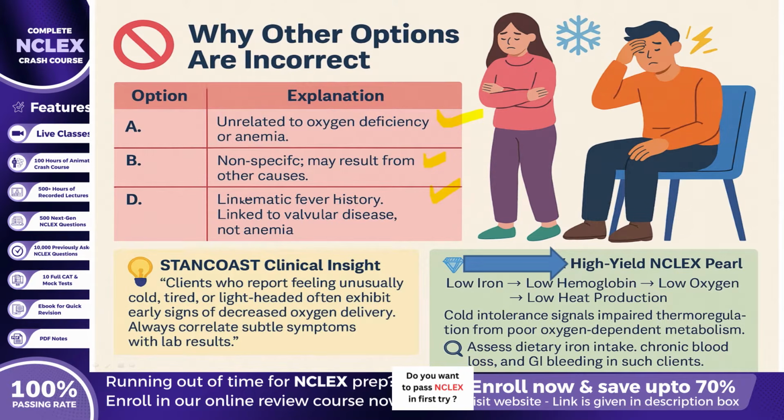It is essential for nurses to correlate these subtle cues with laboratory results when evaluating for anemia. Finally, turning to a high-yield exam takeaway, Stancoast High-Yield NCLEX Pearl. Remember this easy chain: low iron, low hemoglobin, low oxygen, low heat production.